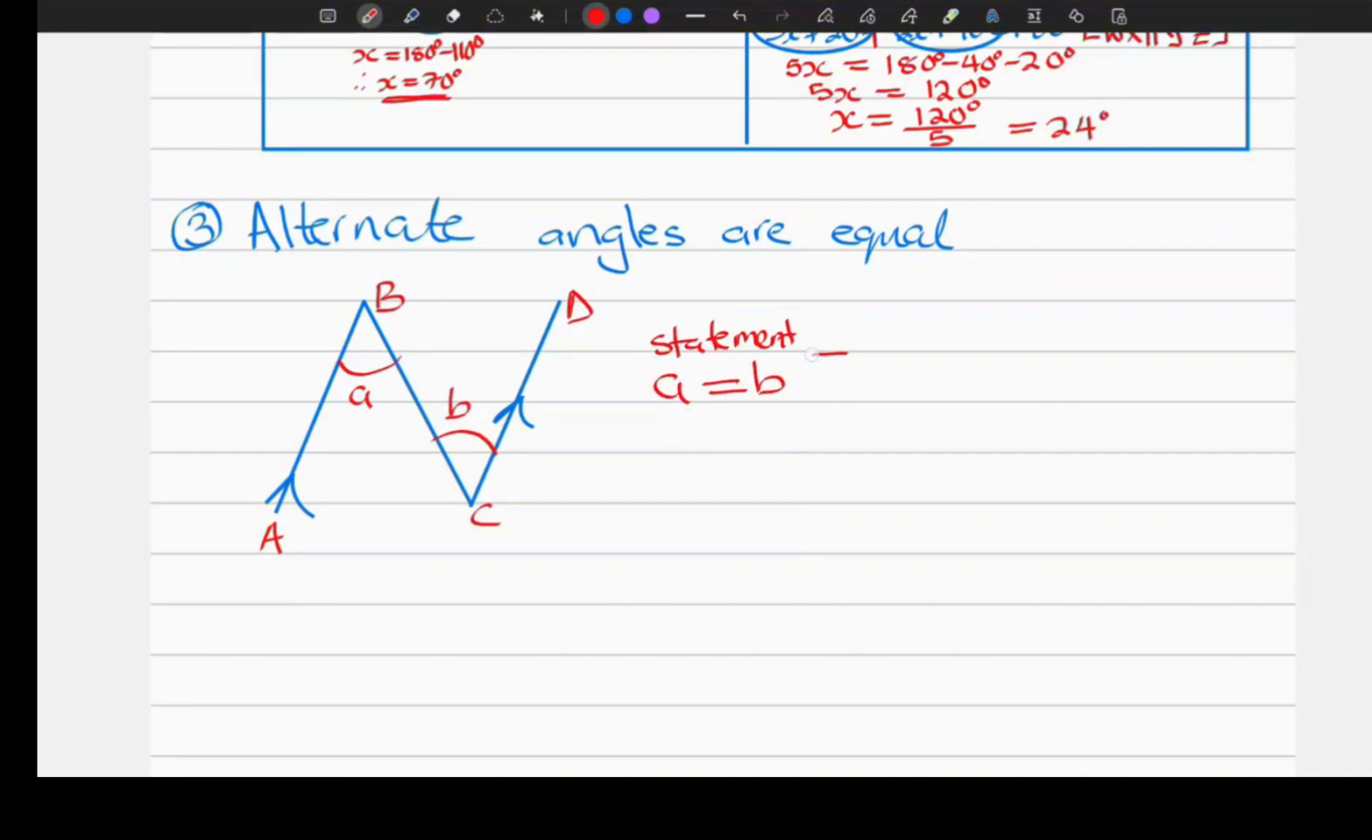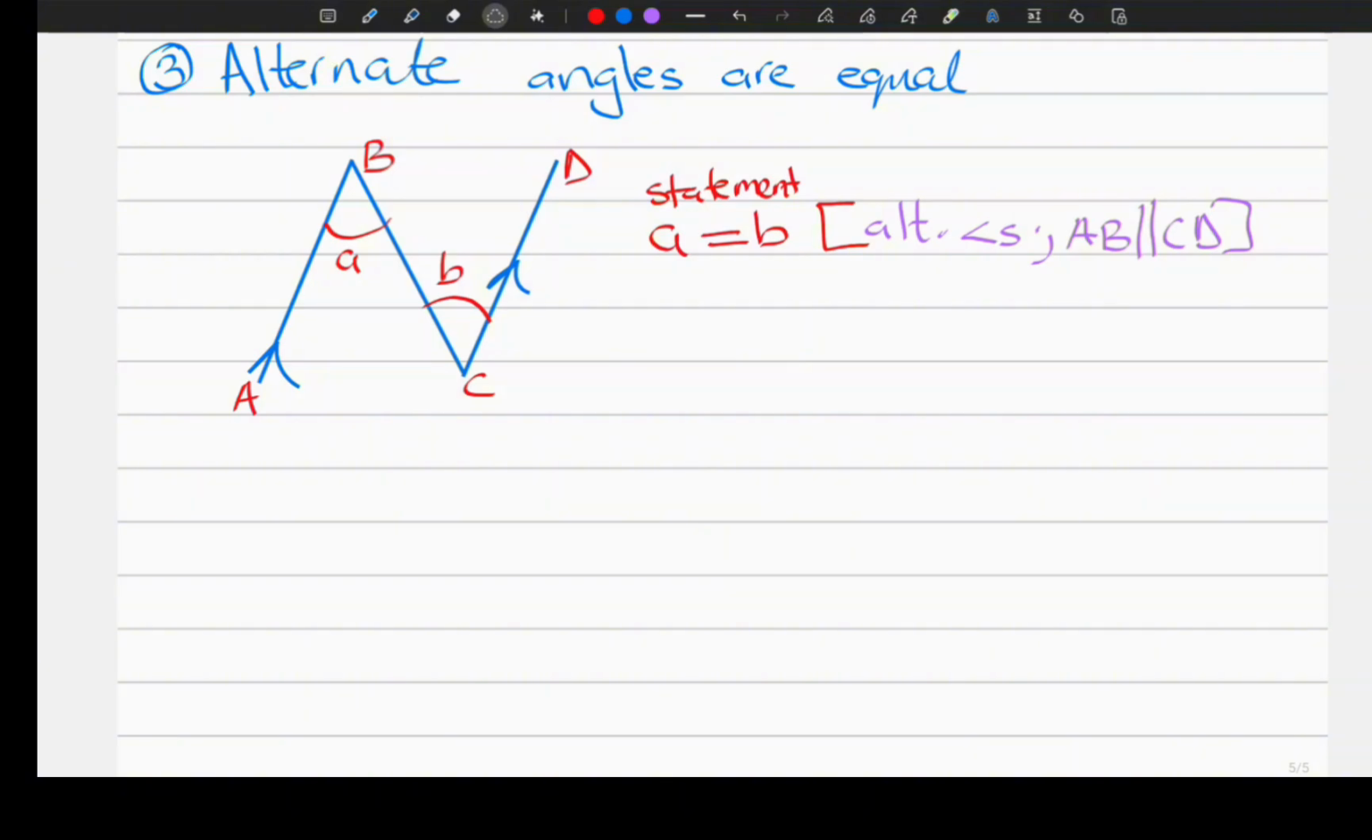This is our statement, and the reason, alt, that's the shorthand form for alternate angles. Then we state our parallel lines, AB parallel to CD. If we tip over the letter N, we'll come up with the letter Z. This is another scenario where alternate angles can be seen.